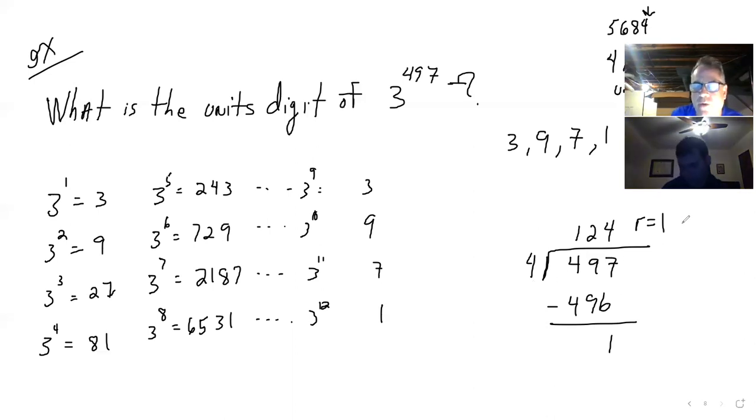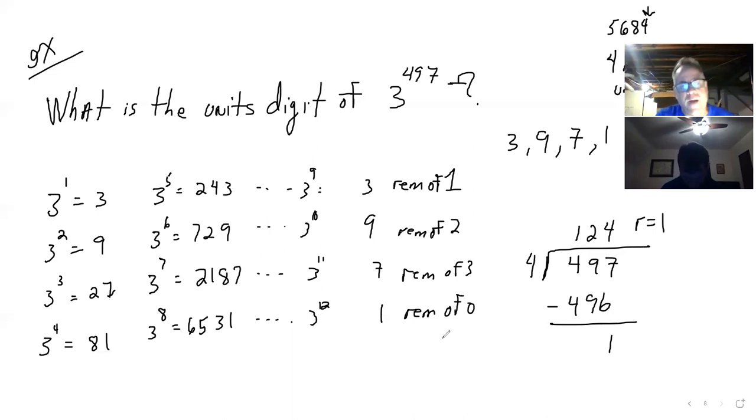Now, how I can use that remainder to determine which row I would land on: if I get a remainder of 1, it goes in the first row. If I get a remainder of 2, it goes in the second row. If I get a remainder of 3, it goes in the third row. A remainder of 0, it went evenly, so it goes in the fourth row. So my answer here: what is the units digit of 3 to the power of 497? It's 3.